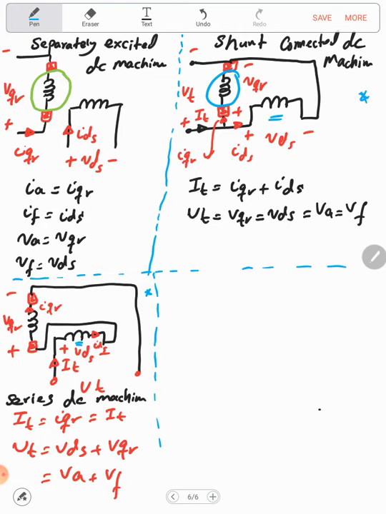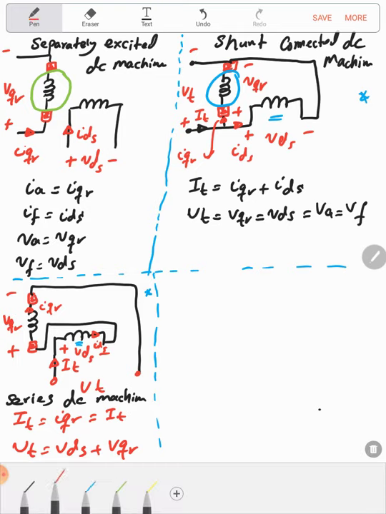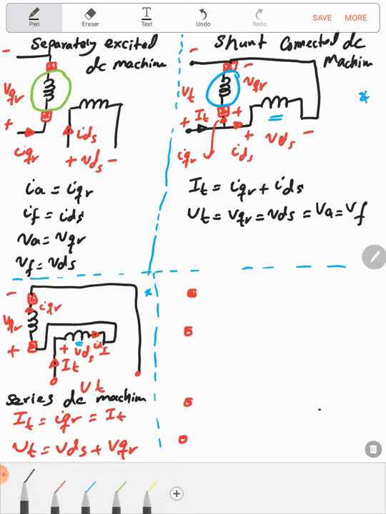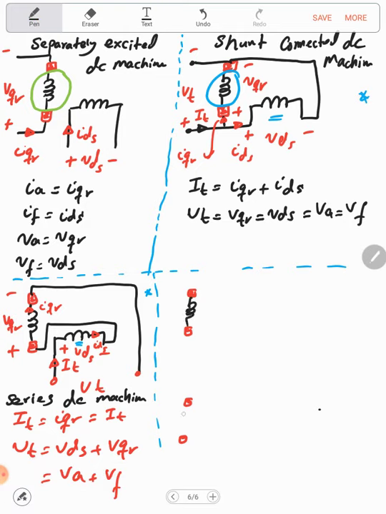According to the connection, we have either a long shunt compound or a short shunt compound. Here I will draw it for you, and I will do the two in one. So this is the armature, and here we're having two coils.